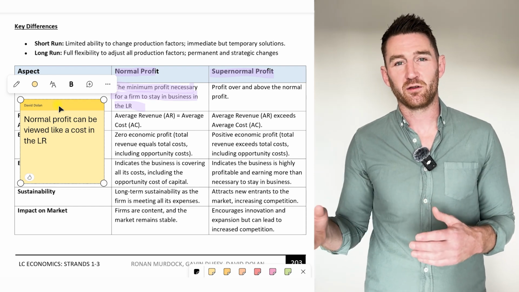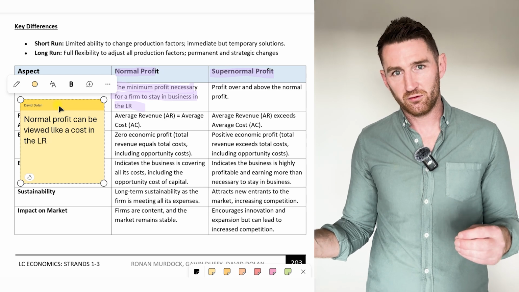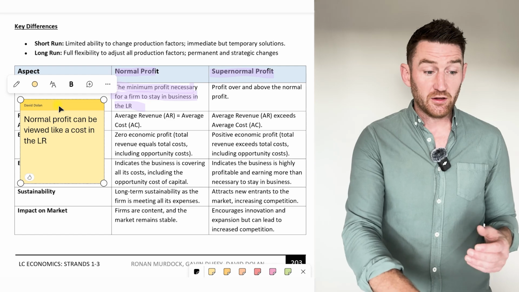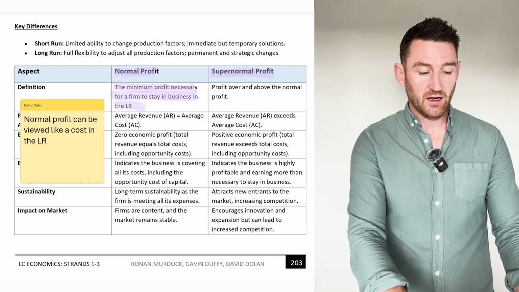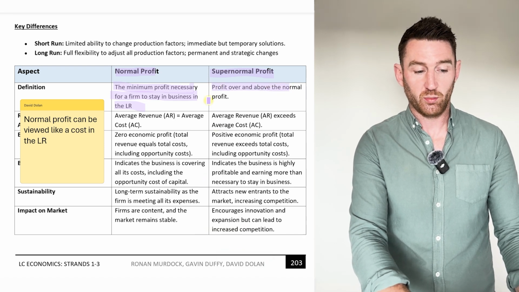And when we do exam questions, the reason I'm saying that and getting you to write it in is because when we do exam questions a bit later on in this topic, we are going to treat it like a cost. The other thing then there is supernormal profit. So supernormal profit's pretty straightforward. It's just anything above normal profit. So it's profit over and above the normal profit.